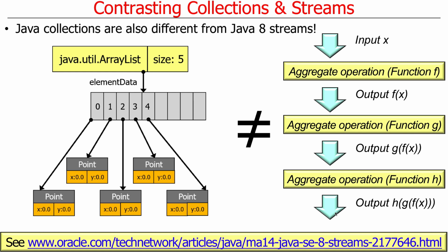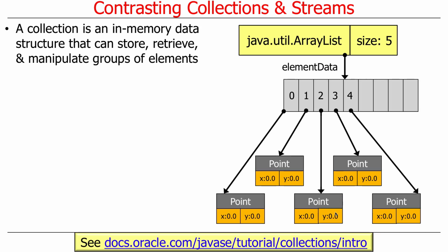Java collections are also different from Java 8 streams, although they often get used together in many different interesting ways. So a collection is an in-memory data structure that can store, retrieve, and manipulate groups of elements. So a classic example would be something like the Java array list, where you've got a bunch of elements in the array. In this case, we've got 5 elements, and each of those things is basically a reference to some object that has some values.